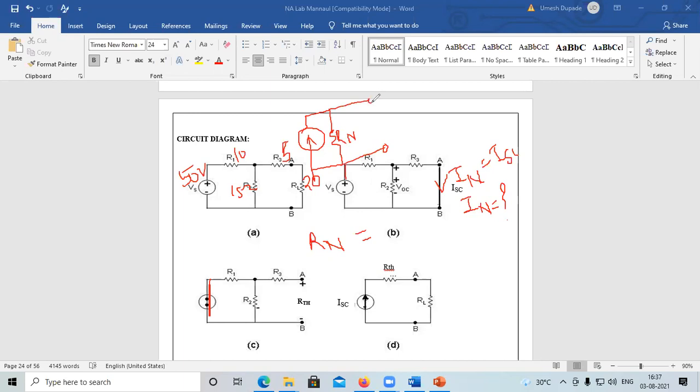A and B च्या across, that is terminal A and terminal B, represent the removed resistance RL. RL resistance connect kara, and by applying the voltage division, current division rule, just calculate the value of current IL. IL ची व्हॅल्यू कॅल्क्युलेट करायची.